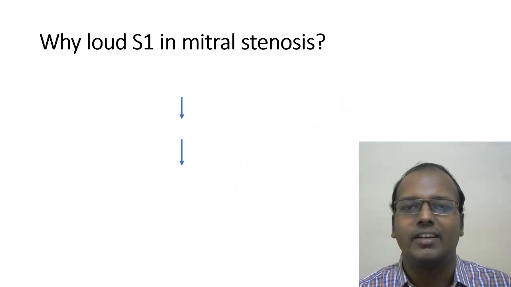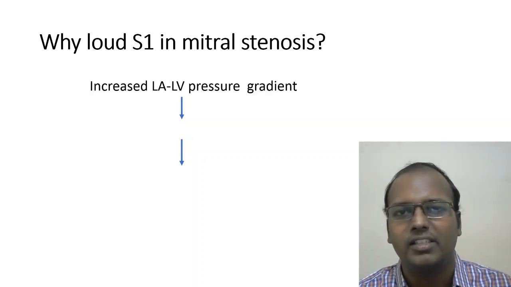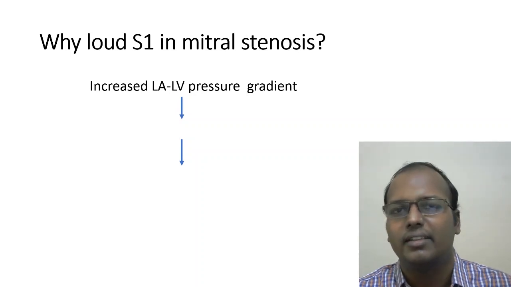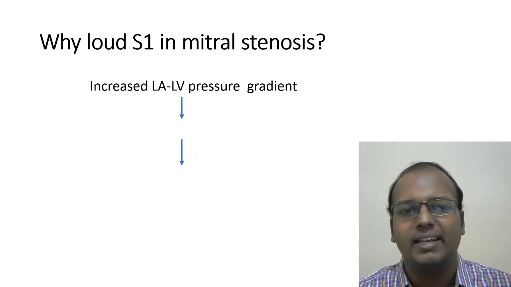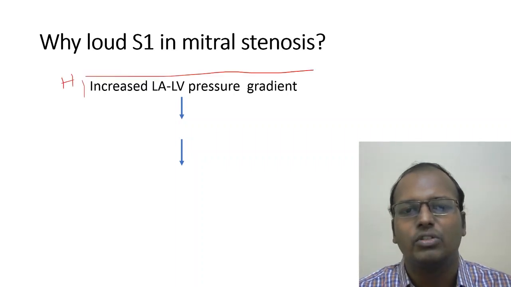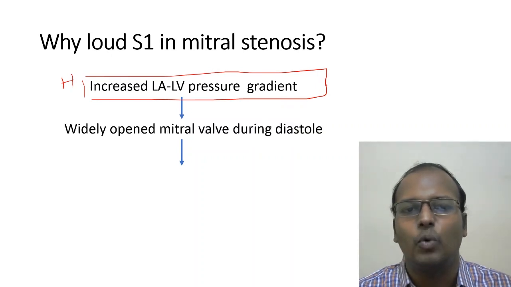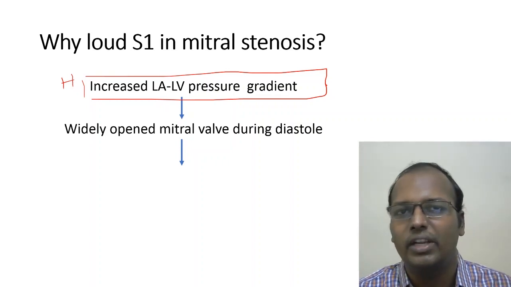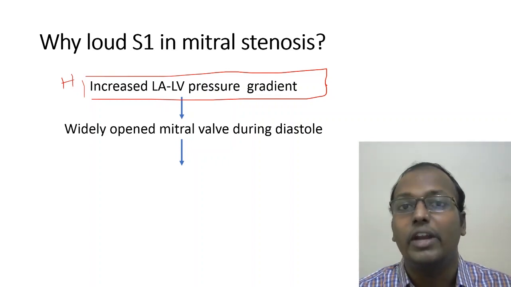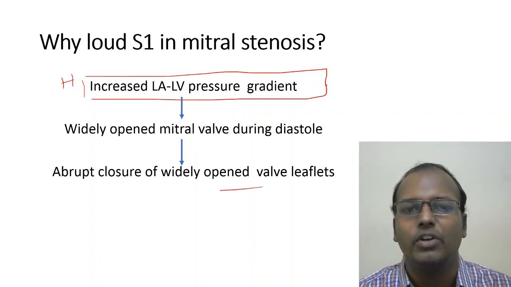There are a lot of reasons which we discussed in the previous module. A door closing is an example. If you open the door wide and close it, it will produce a loud noise, whereas if you open the door narrowly and close it, it will produce a small noise, right? The same mechanism can happen here. The hallmark feature of mitral stenosis is an increased left atrium to left ventricle pressure gradient. This leads to a wide open mitral valve during diastole. The filling will also be partial, the ventricle is not fully filled. That leads to wide opening of your valve, and abrupt closure of the widely open leaflets leads to your loud S1.